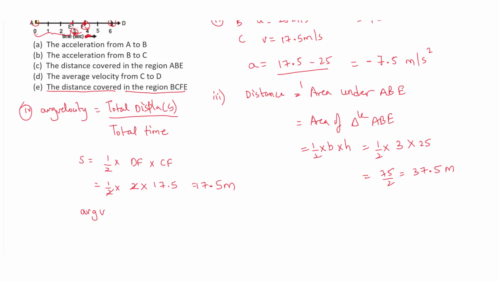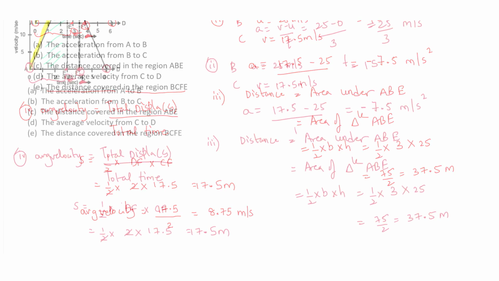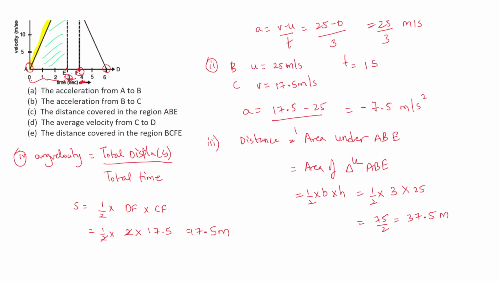Average velocity is total displacement, which we have found out to be 17.5, divided by the time taken from C to D. It is from 4 to 6, so it is 2 seconds. That will be 8.75 meter per second. The last bit they are asking us to do is the distance covered in the region BCFE.